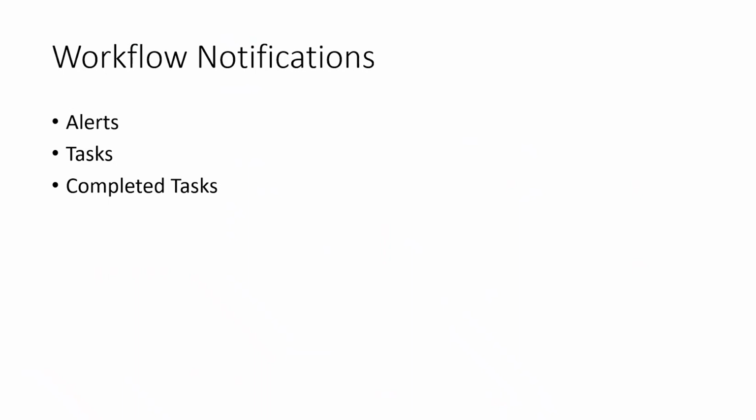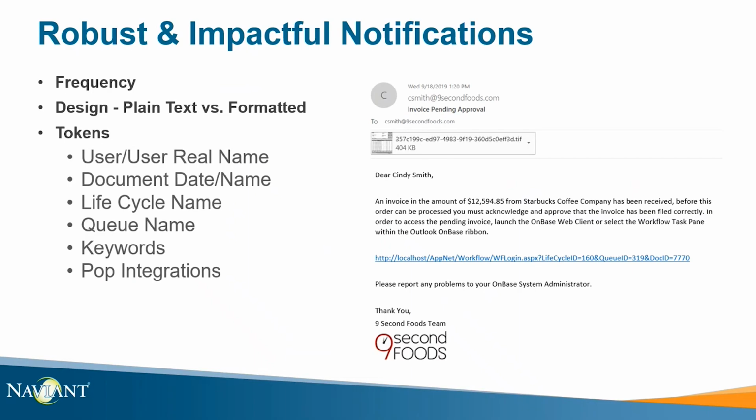Workflow notifications ensure that you're in the know about what's happening around your business processes and what needs to be accomplished. All of this functionality is nice and, kind of like this slide, simple. You understand what a workflow notification is, but there's more that you can be doing. So how can we make our workflow notifications a little bit more robust and impactful?